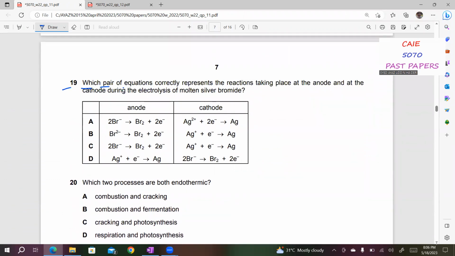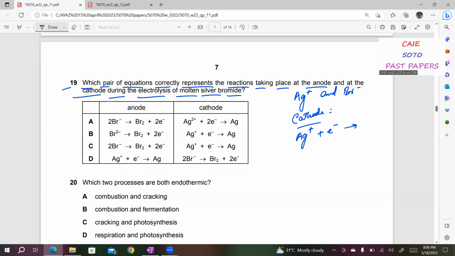19. Which pair of equations correctly represents the reactions taking place at the anode and at the cathode during the electrolysis of molten silver bromide? So molten silver bromide means we have Ag plus and Br negative ions. So at cathode, there will be reduction, that is gain of electrons. Ag plus will take up electrons to give Ag. And at anode, Br negative lose electrons to give Br2. So let's see which of these choices will show these reactions.